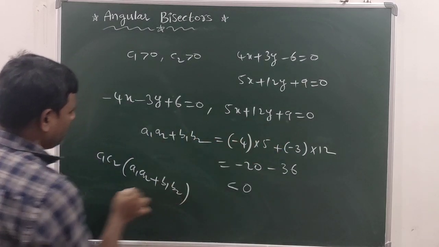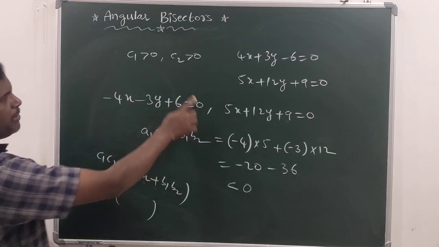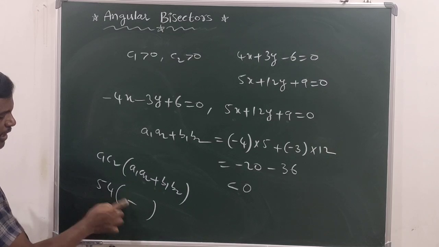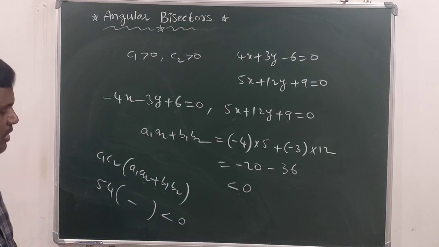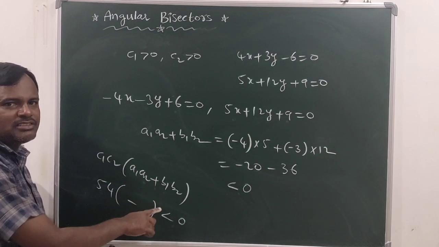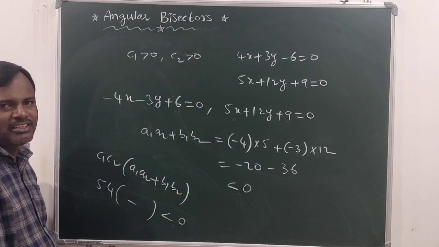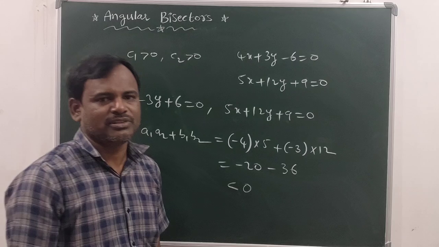Yeah, 6 into 9, 54. So you got this one, A1, A2 plus B1, B2, negative. It is smaller than 0, means negative. Negative into positive becomes negative. Smaller than 0, so this result you got negative. Hence that is the angular bisector in which the origin is lying. Okay students, this is the answer to the third question.